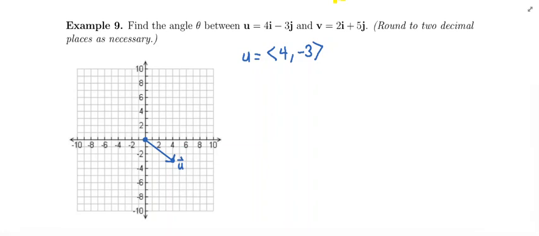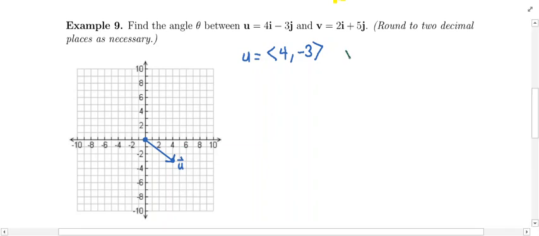And then I'm going to draw out vector v. I'll put that in a different color. In component form, it's 2, 5. So we have another position vector. It starts at the origin, and then its terminal point will be at the point 2, 5, which is right here. So I will draw from the initial point to the terminal point. And this is what vector v is.